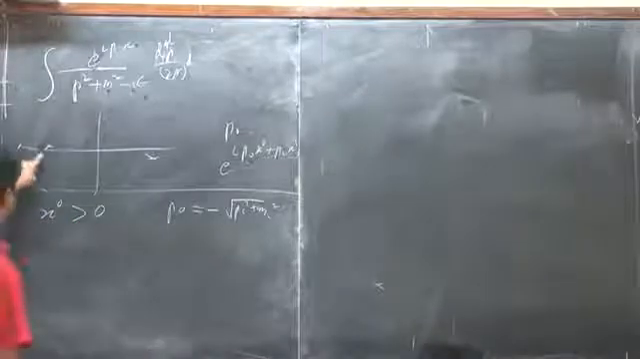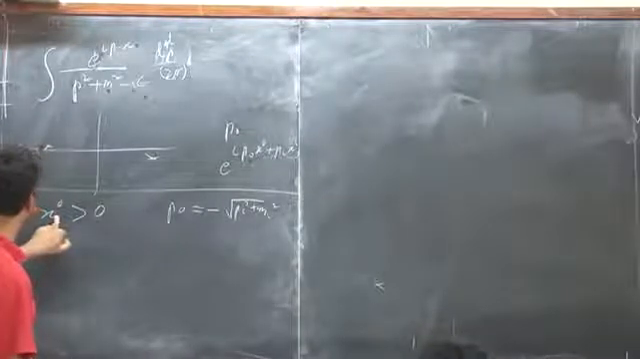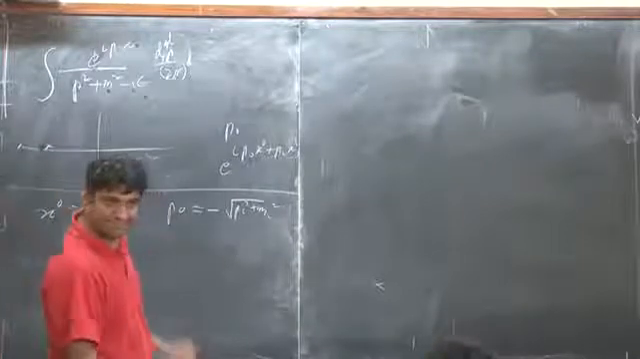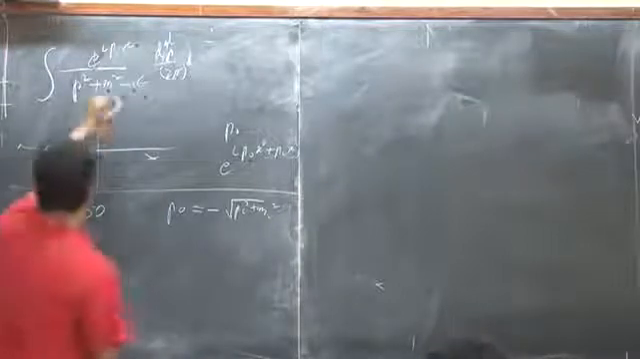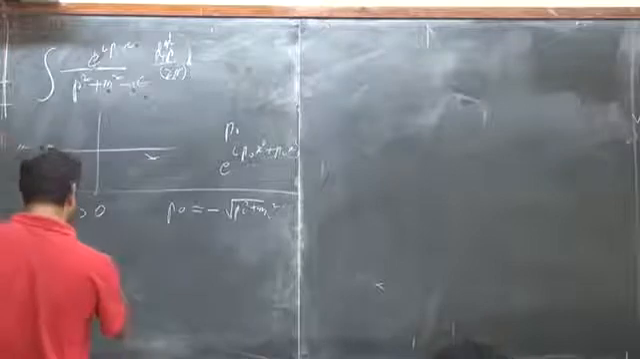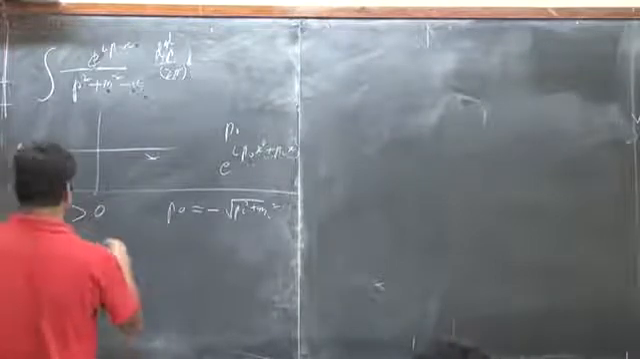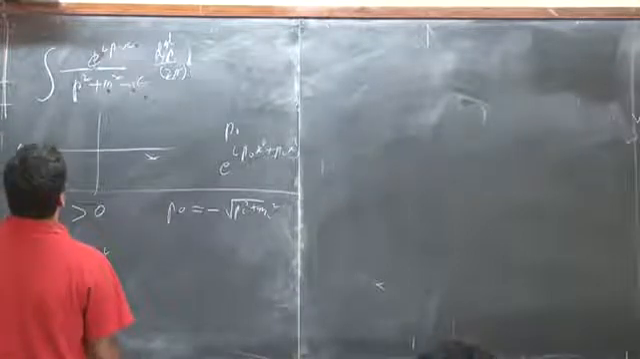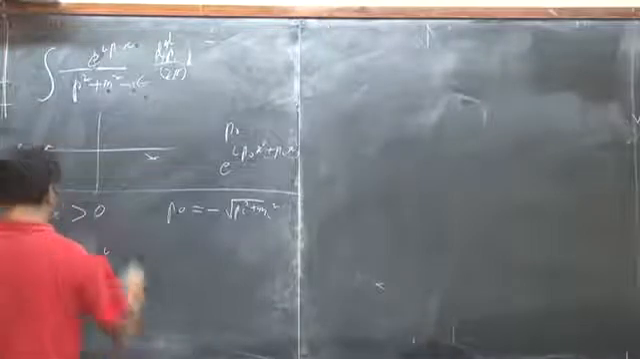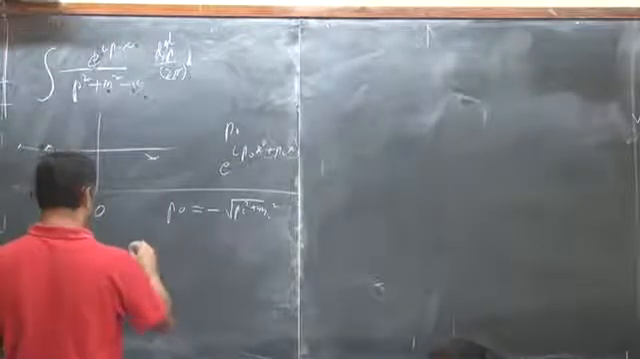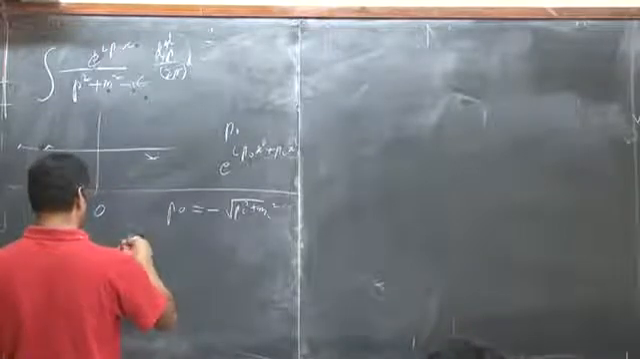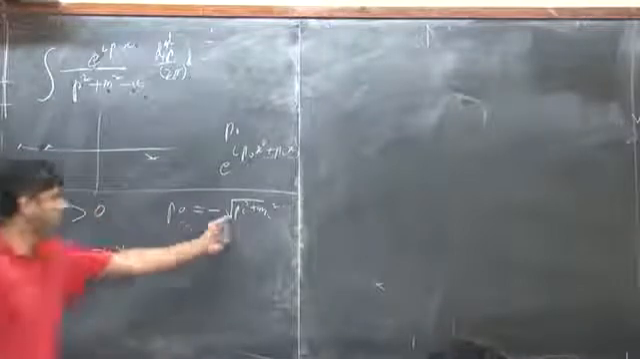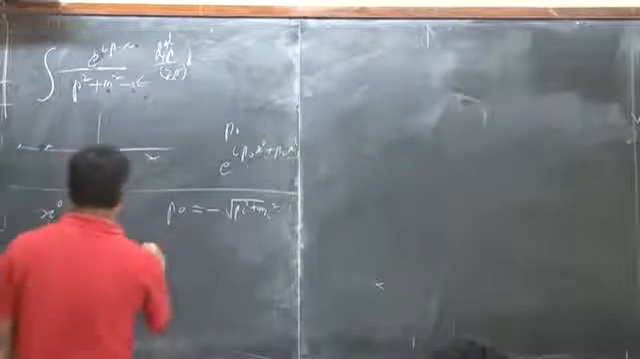So, now, if x0 is greater than 0, then p0 is this guy. So what we get is the residue. So we get e to the power i into, let's call this quantity omega p, minus i omega p x0.